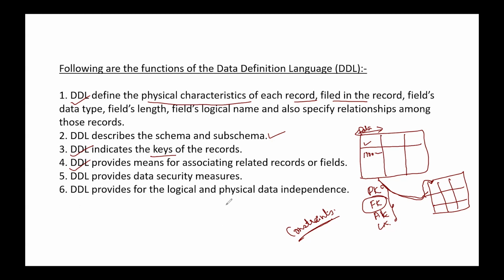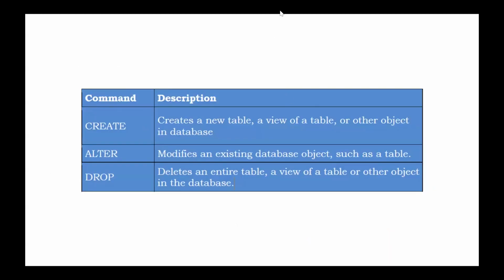Okay. Data definition language provides logical and physical data independence. Because we spoke about the three schema architecture and we know that the link between the logical and the physical is provided by the data definition language, we also know that three schema architecture provides logical and physical independence. That is provided by the data definition language, right? So these are the basic functions of the data definition language. Let us see the commands which belong to the data definition language.